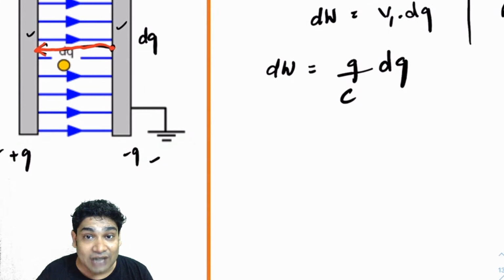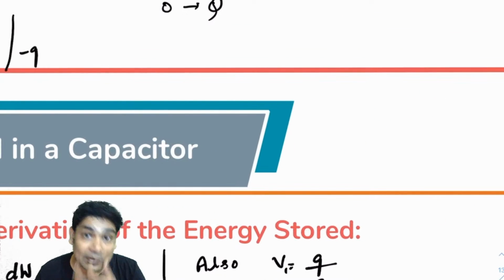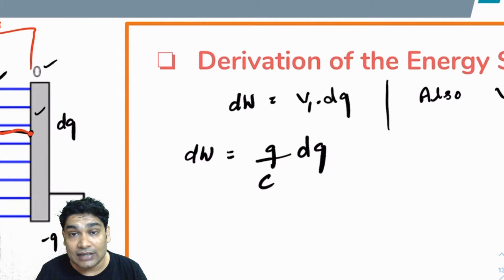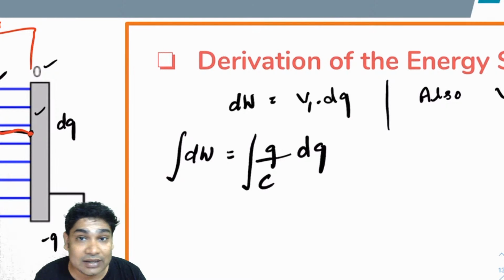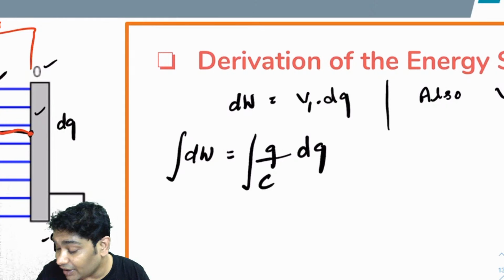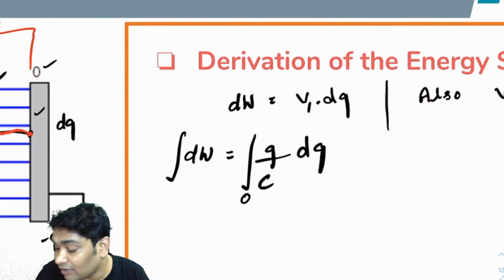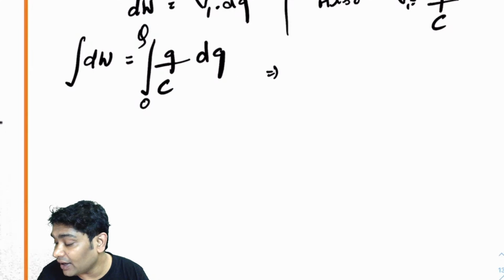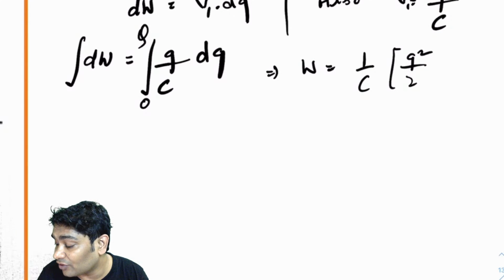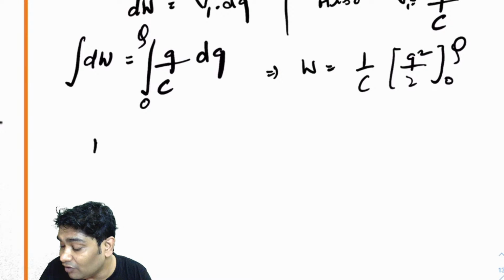Now we started from q equals 0 and we are planning to go to q equals capital Q. So let's see what is the total work required to completely charge an uncharged capacitor. The total work required would be the integration of this, with q going from 0 to capital Q. From here I can say that the work required is 1 over c times q square over 2, that is, the integration of q going from 0 to capital Q. So you're getting your work as q square over 2c.